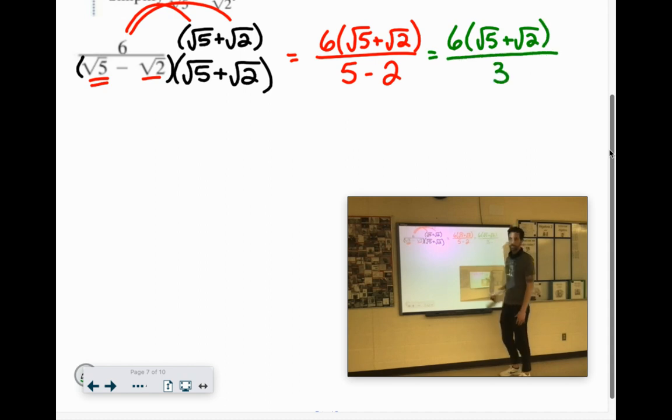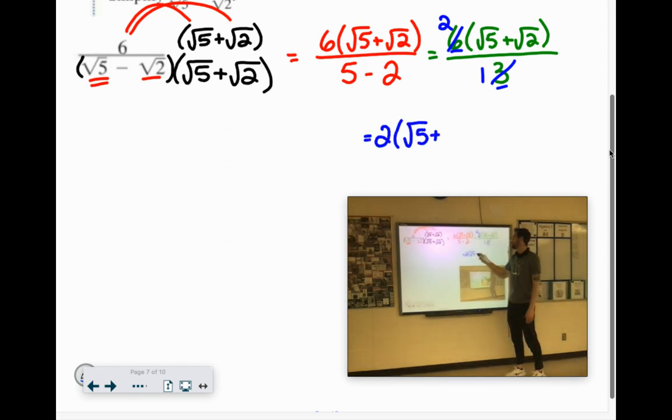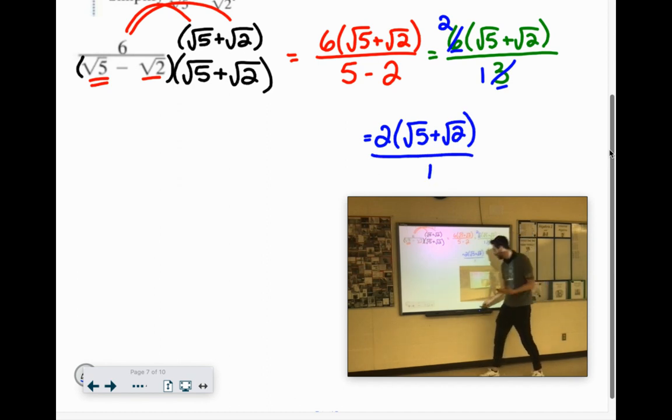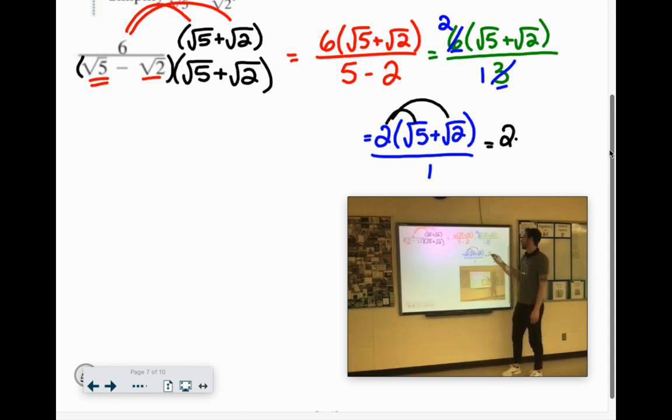Now the reason I didn't multiply the 6 in yet is because I wait until this step to see if I can simplify this part. Regular 6 divided by regular 3 is 2. So this completely goes away. It becomes a 1, but we don't write the 1. And 3 goes into 6 2 times. So we're left with 2 times root 5 plus root 2. And now we can distribute that. Because again, it was over 1, we just don't write that part. So now we can distribute it, make it 2 root 5 plus 2 root 2.